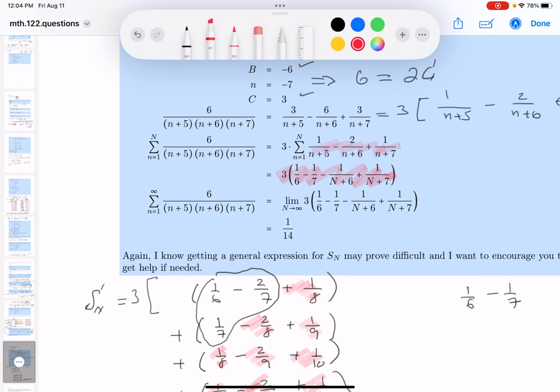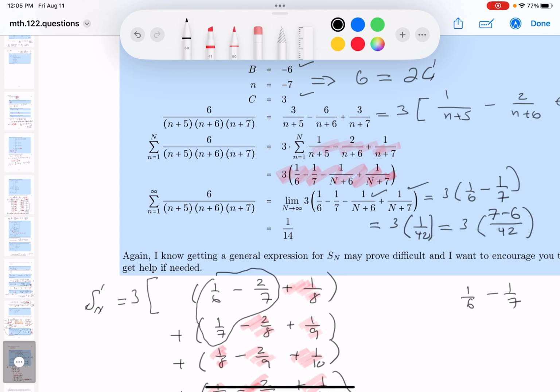And that should be relatively simple to do. If you did that, let me just write down what you get. You're going to get 3 times (1/6 minus 1/7), and the other terms disappear. So what do you get over there? 3 times, that's going to give you 6 times 7, 42, and 7 minus 6 is 1, so 1 over 42. And 3 does go into 42, 14 times. So we're going to get 1/14. And we're done. Thank you.